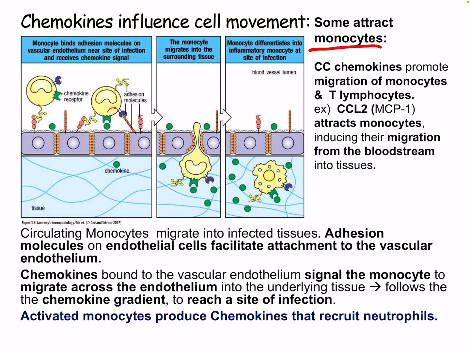The CC chemokines promote migration of monocytes and T lymphocytes, including monocyte chemoattractant protein 1, or CCL2. This attracts monocytes, including their migration from the bloodstream into the tissues, where they become macrophages. Here we can see a monocyte binds to adhesion molecules on the vascular endothelium near the site of infection. Here we have a chemokine receptor, in this case for CCL2, and then we have our adhesion molecules, which strengthen the binding as it rolls along the endothelium. The monocyte will then migrate into the surrounding tissue, as you can see here. Then the monocyte will differentiate into an inflammatory monocyte at the site of infection, further releasing more cytokines.